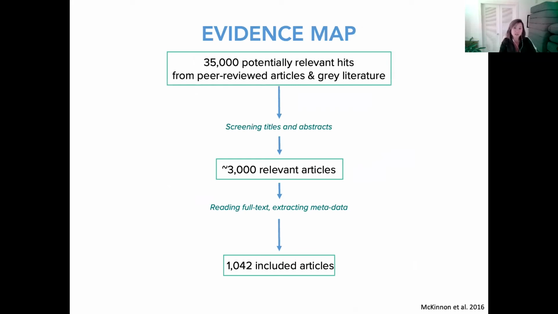So our group really experienced this firsthand when we were conducting an evidence map of the links between conservation and human well-being. We filtered through 35,000 citations manually by scanning titles and abstracts for relevancy, using our inclusion criteria in an Excel spreadsheet. And we ended up excluding the majority of articles and looking at 3,000 full text articles. And then after going through all of those, we ended up with about 1,000 studies in our map.